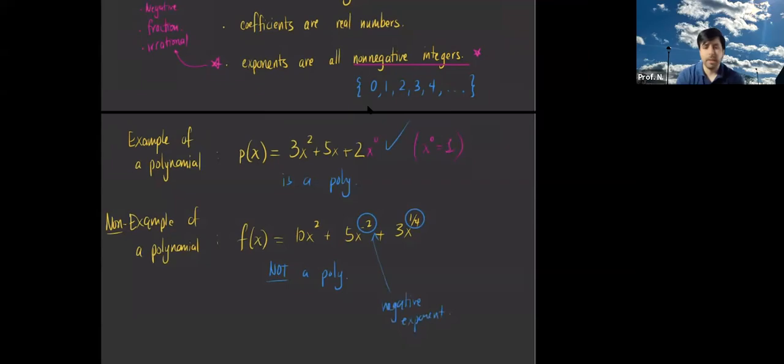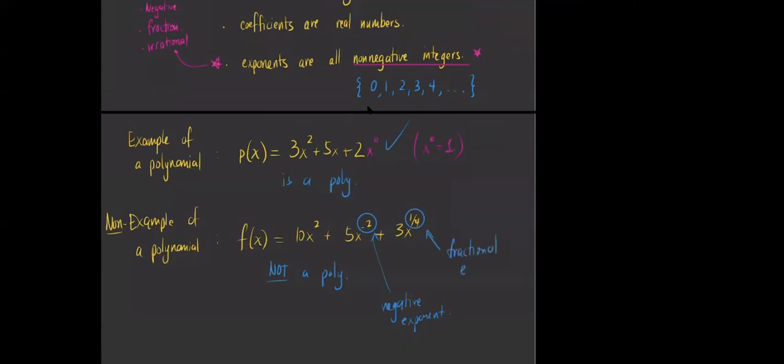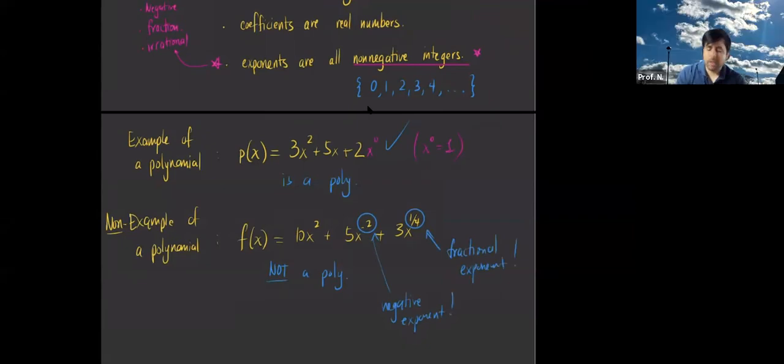We don't like negative exponents for polynomials. That can't be. And what else can it not be? There's a fraction in one of the exponents. Exactly. There's a fractional exponent and there's a negative exponent. So what do we say? Not a polynomial. Does that make sense? So if you understand that, then it's clear what constitutes a polynomial, and what doesn't.